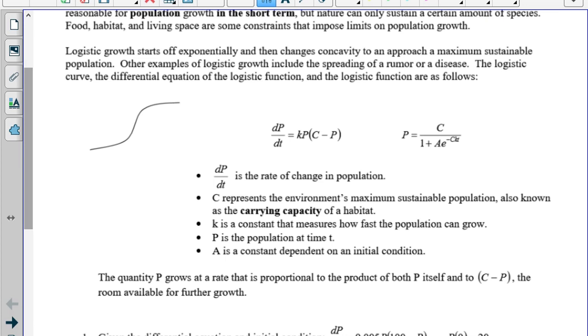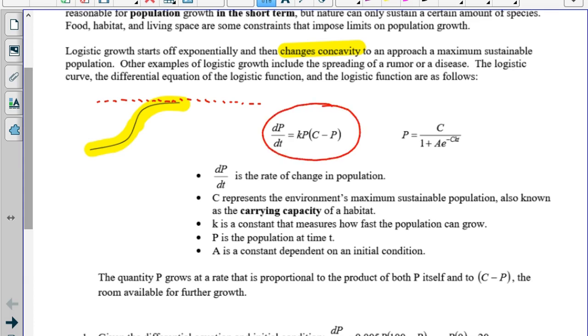So logistic growth starts off exponentially. Notice there's some exponential growth, and then it changes concavity and reaches the maximum amount that we can possibly have. So in this case, we have some sort of horizontal asymptote that appears as you approach this maximum. This is an example of a logistic curve in terms of a graph.